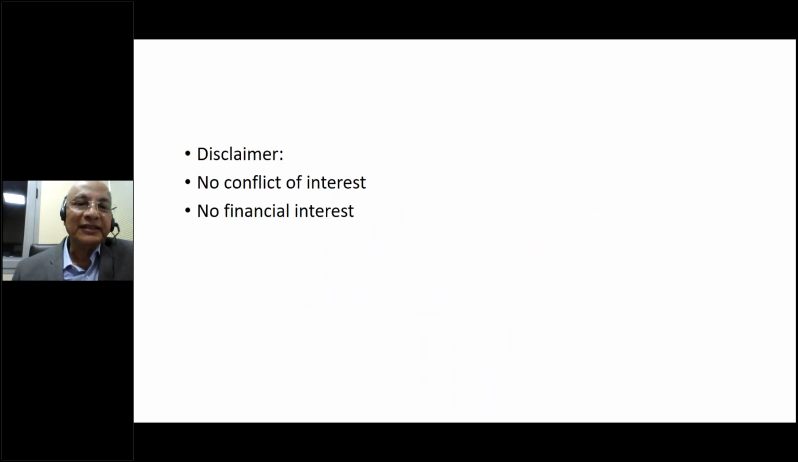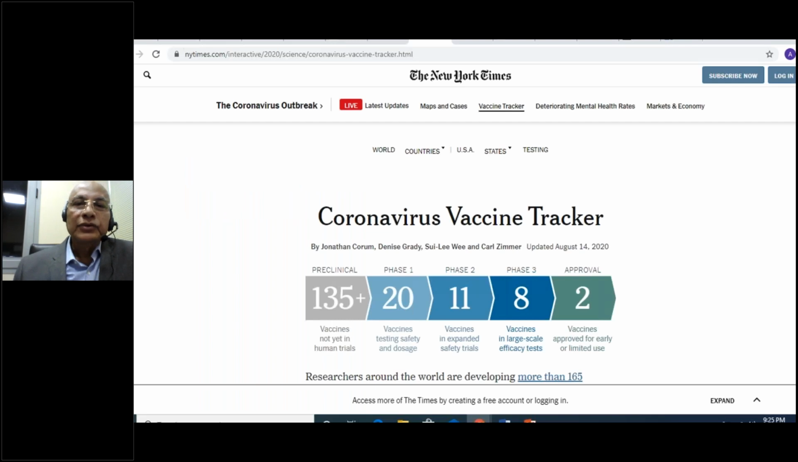No conflict of interest. This is a general statement. This is from the New York Times, the newspaper. They have a vaccine tracker system in which you can see updates every day about the development of vaccine research and what is going on. According to their latest tracking, 2 vaccines have been approved, 3 are in phase 3 trials, and there are 11 in phase 2.